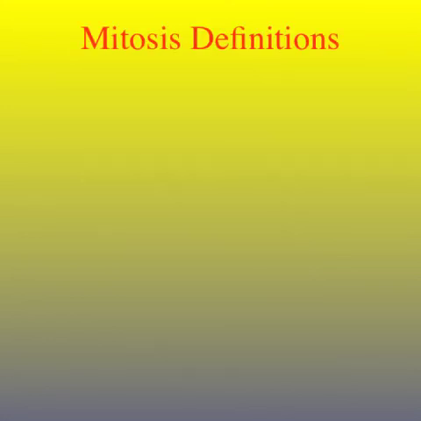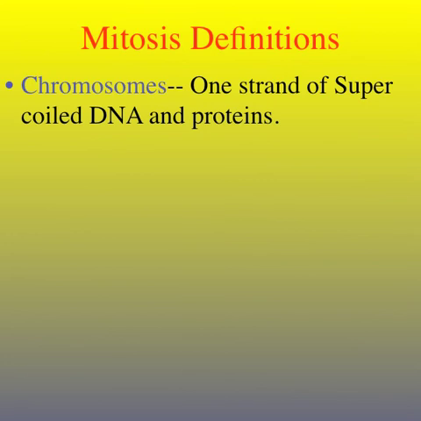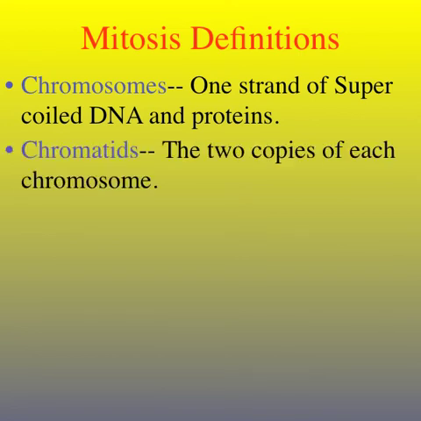A couple of mitosis definitions. Chromosome is one strand of supercoiled DNA and the proteins that support that DNA. Chromatid, the two copies of each chromosome. So after the S phase of the cell cycle, when DNA has replicated, there's two DNA chromosomes and they get stuck together at a centromere by chromatids. They get stuck together near the center, and that forms a chromatid.